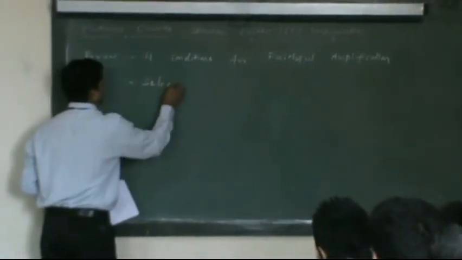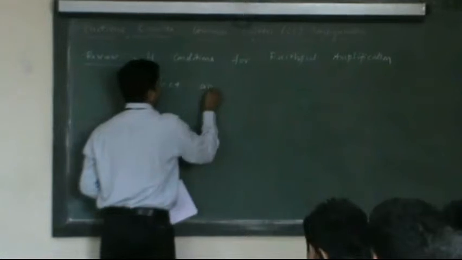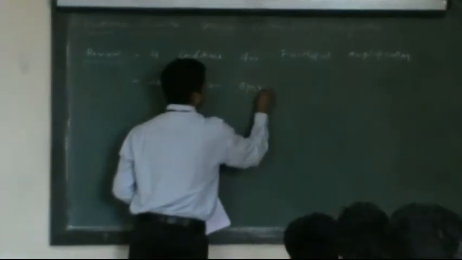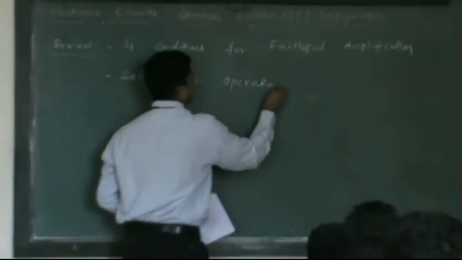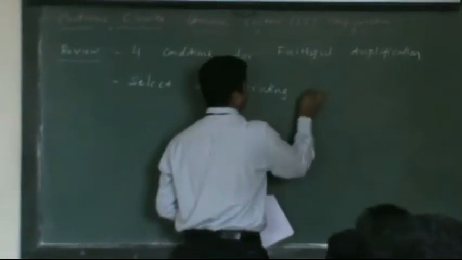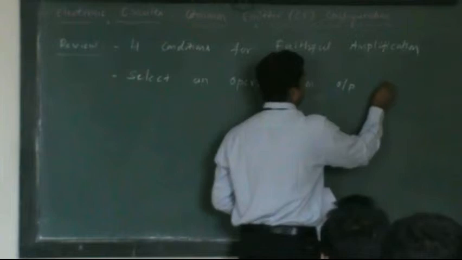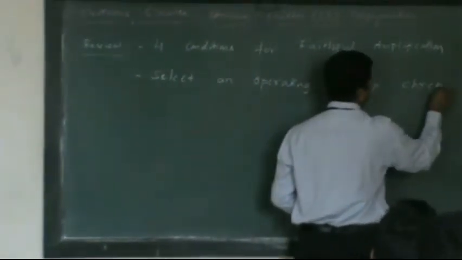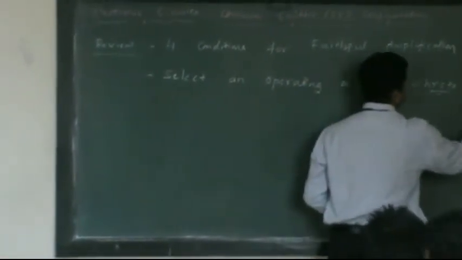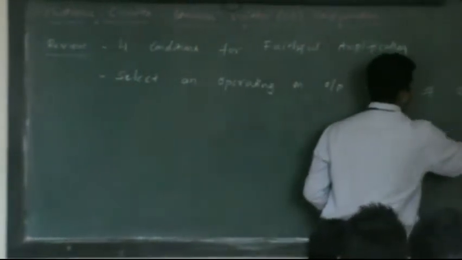How to select an operating point on the transfer characteristics, or actually on the output characteristics of the CE, common emitter configuration.